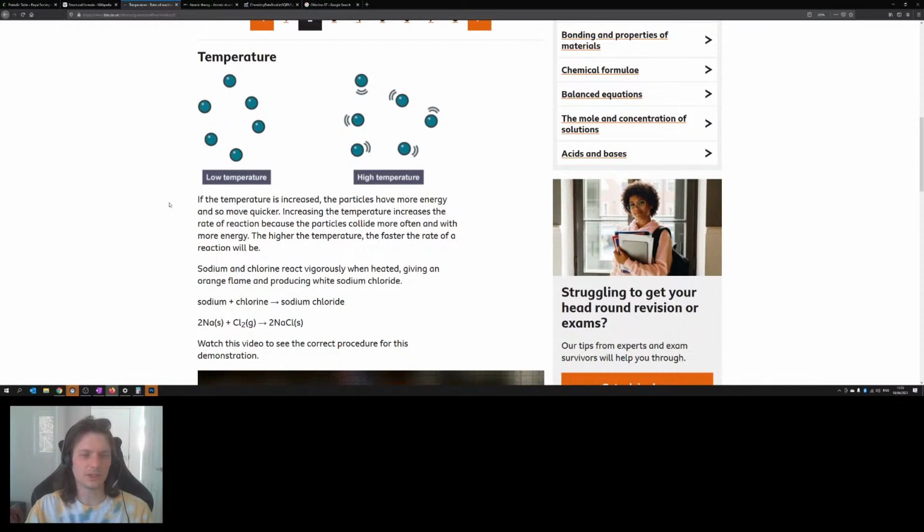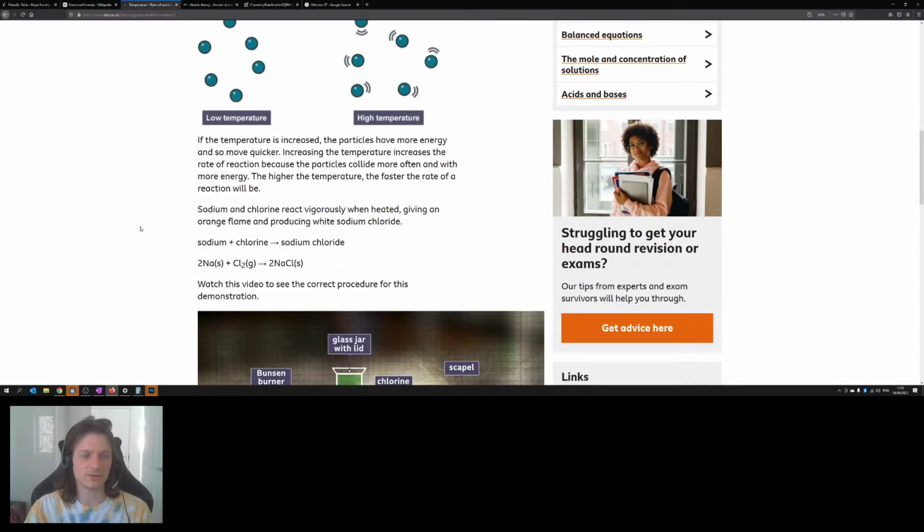Temperature. If the temperature is increased, the particles have more energy and so move quickly. Increasing the temperature increases the rate of reaction because the particles collide more often and with more energy. The higher the temperature, the faster the rate of reaction will be. Sodium and chlorine react vigorously when heated, giving an orange flame and producing white sodium chloride.